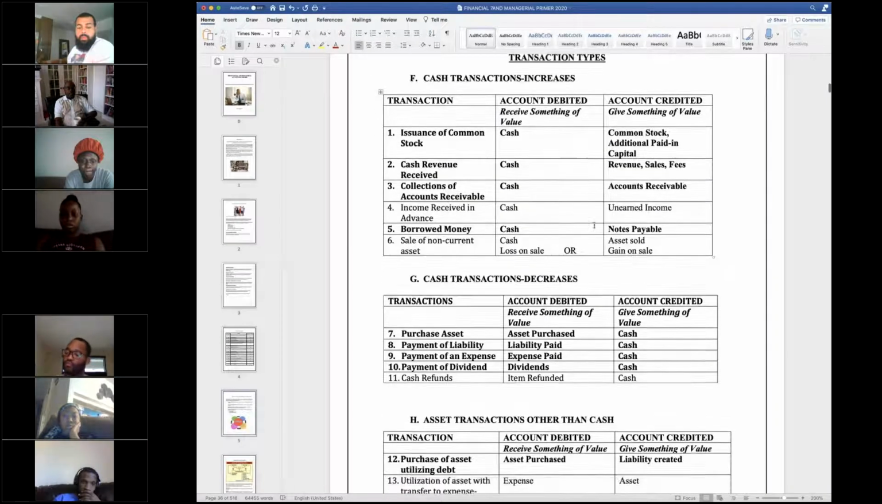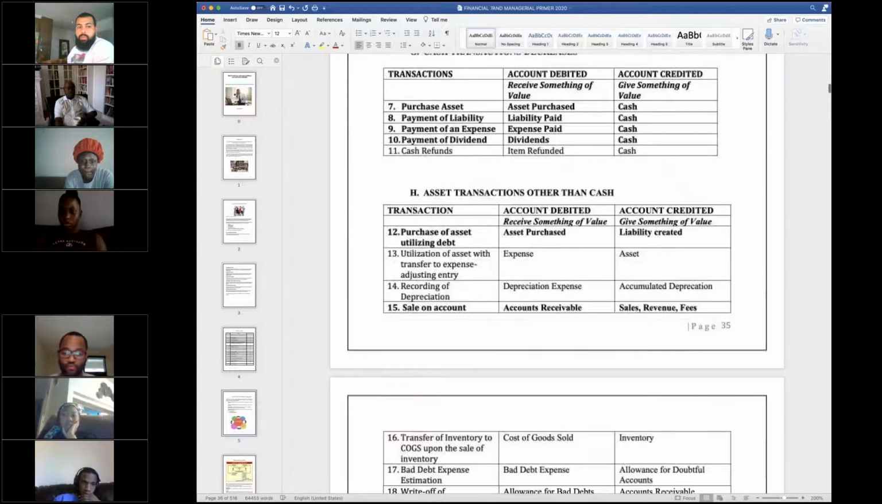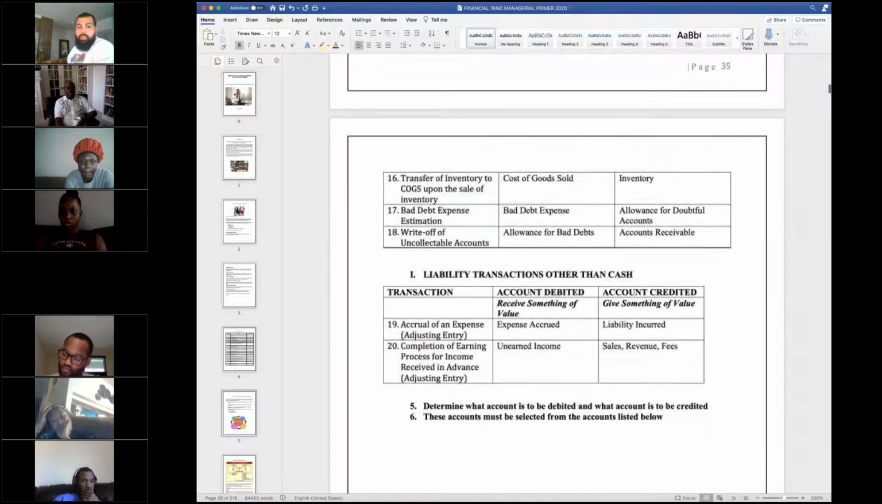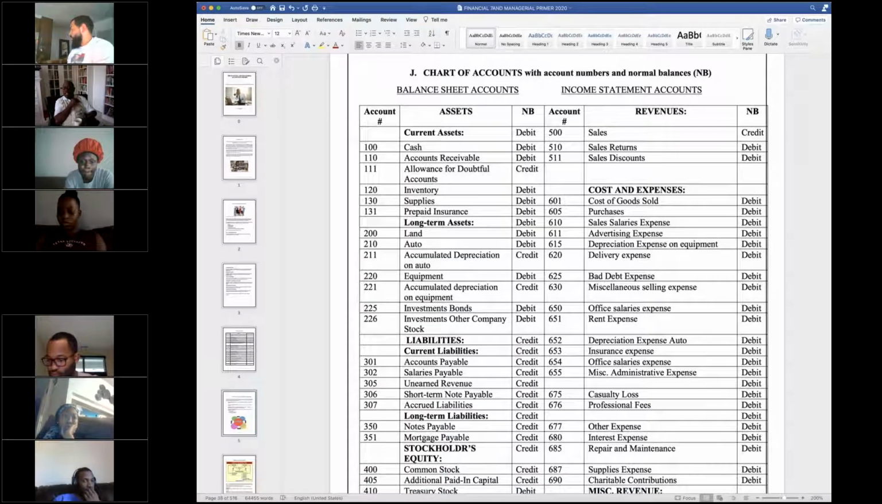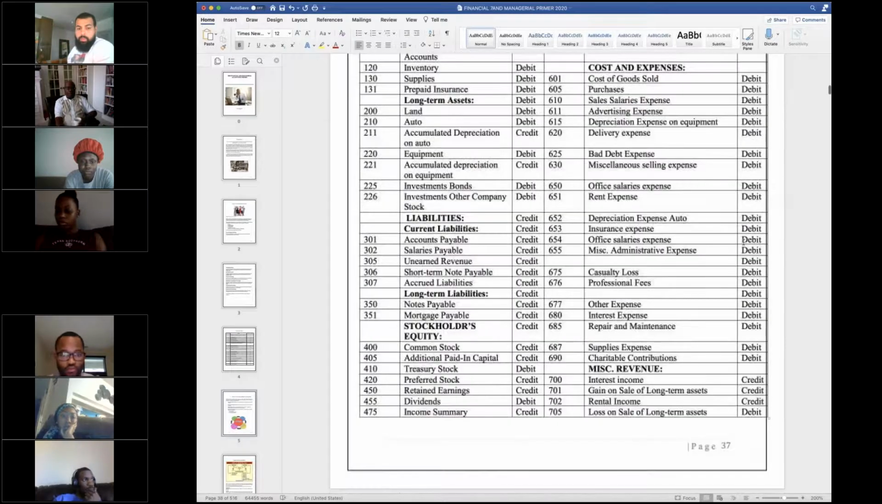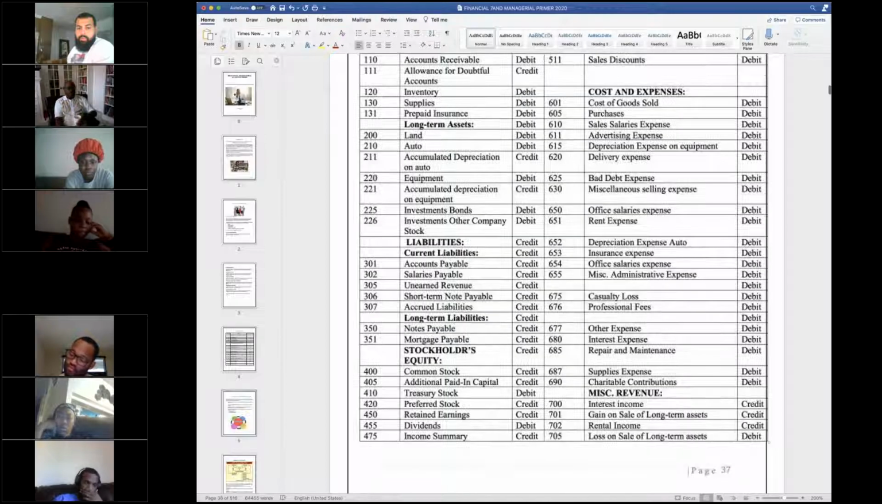Same thing for the new students when they get ready to make their journal entries. They're simply going to be using this chart to aid them in making journal entries. When we make journal entries, we need at least two accounts. This is the chart of accounts with the normal balance that account is supposed to have at the end of the day. And these are the accounts that you utilize.